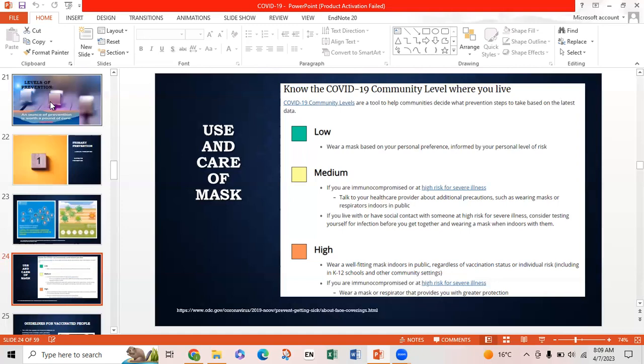At the high level, wear a well-fitting mask indoors in public, regardless of vaccination status or individual risk. And if you are immunocompromised or at high risk for severe illness, wear a mask or respirator that provides you with the greatest protection.